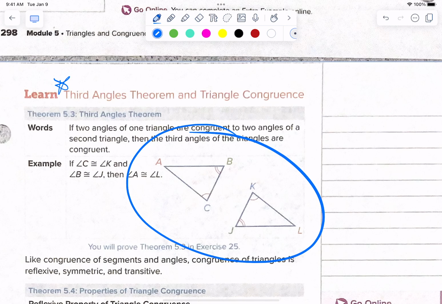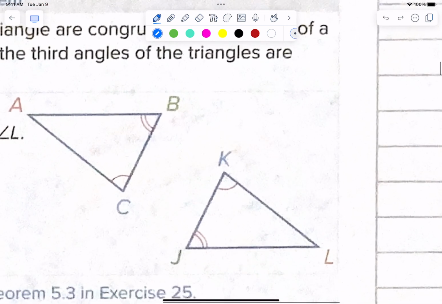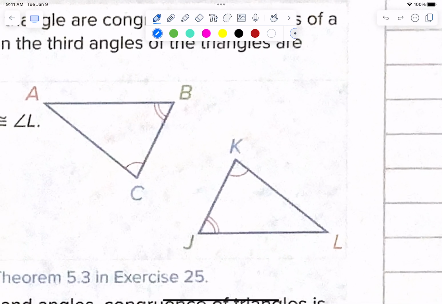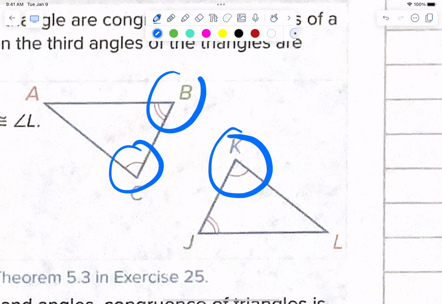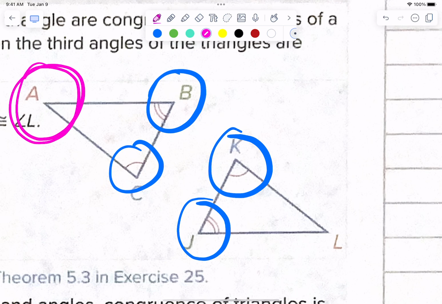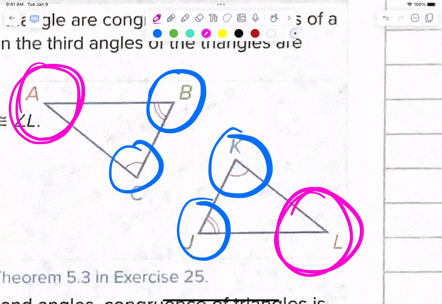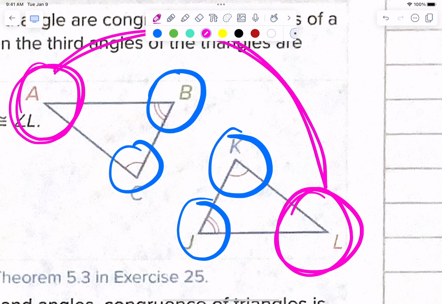Look at these two shapes that are underneath of the third angles theorem. Here's what the third angles theorem says. Ready? C is the same measure as K. B is the same measure as J. If that is true, and we find what A is and what L is, they are not marked that they are the same. They will be. But if two of them are marked as matching the other two, will these two end up being the same measure? Yes.